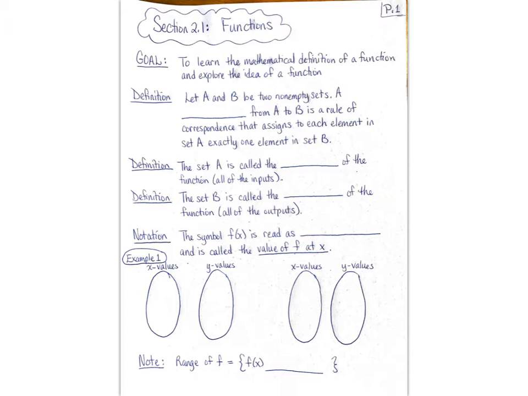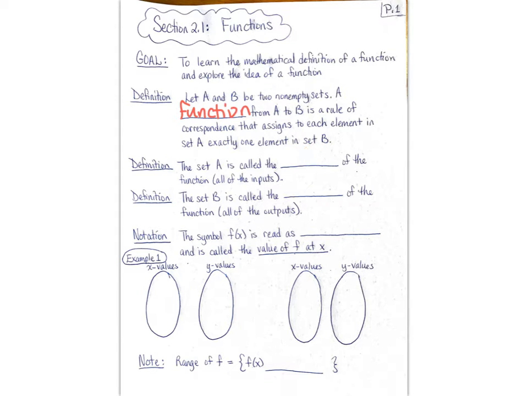Let a function from A to B. The function, so just a quick recap. Let A and B be two non-empty sets. A function from A to B is a rule of correspondence that assigns to each element in set A exactly one element in set B.